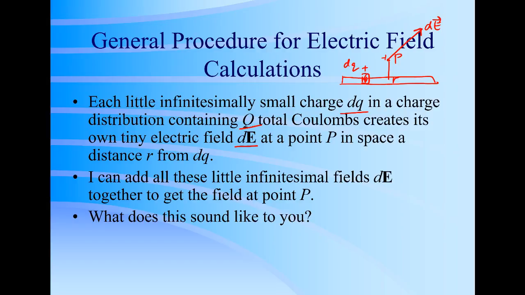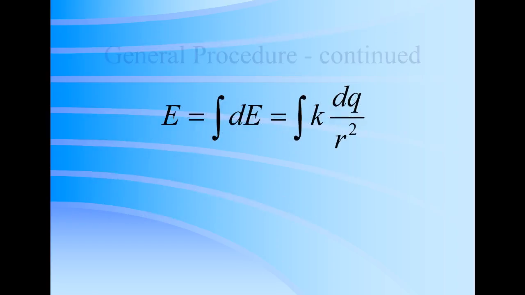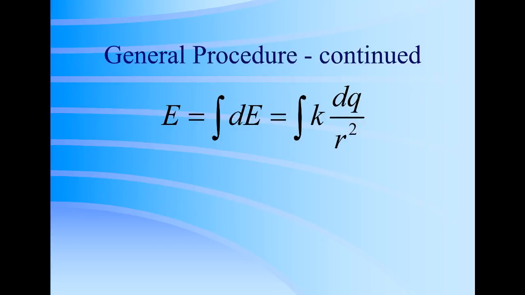And what does that sound like? You guessed it, that is an integral. So the electric field, which is still a vector, is an integral of all the dE's. And this right here is the main thing to remember. Okay? Now what we do with dE is we turn dE into k dq over r squared.